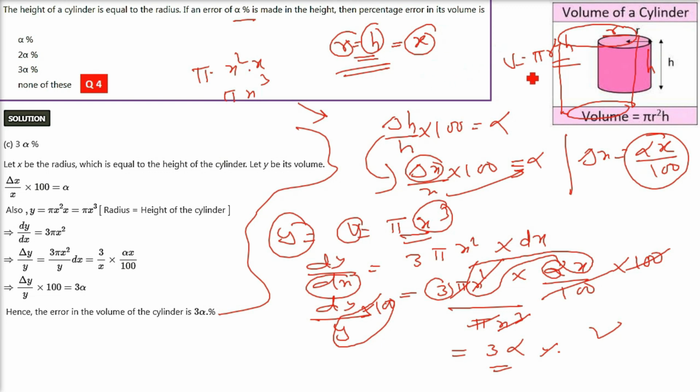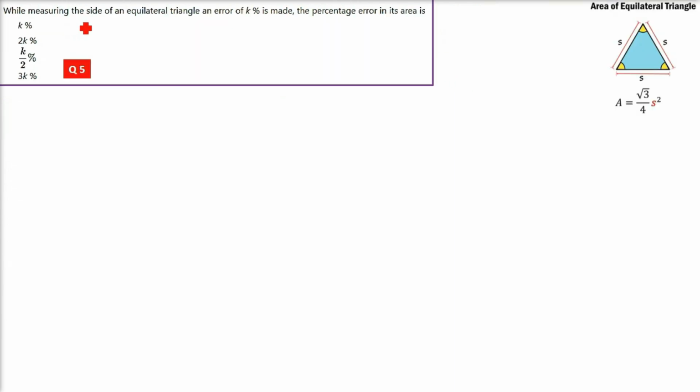Now this should come first, but anyways, you understand well. While measuring the side of an equilateral triangle, an error of k percent is made, the percentage error in its area is. Equilateral triangle means equal angle, equal side. All sides are equal, all angles are equal. Now measuring the side of an equilateral triangle, let us call the side as x. So measuring the side of an equilateral triangle, an error of k percent is made. We have delta x by x into 100 is already given as k percent.